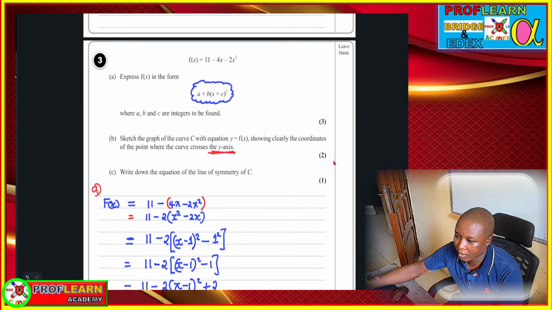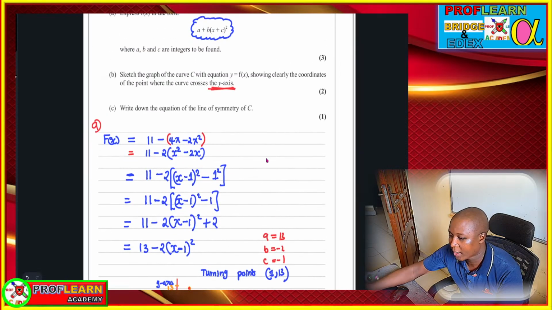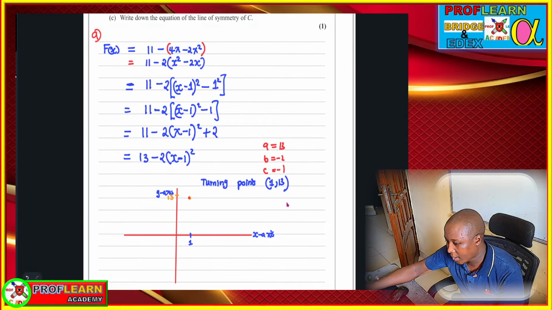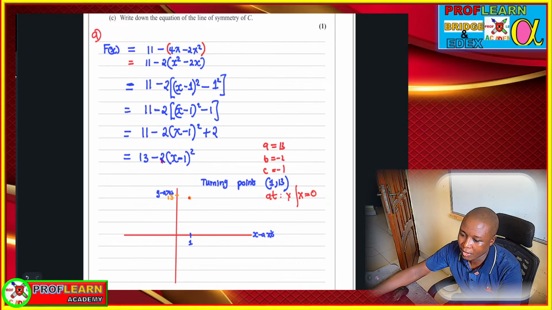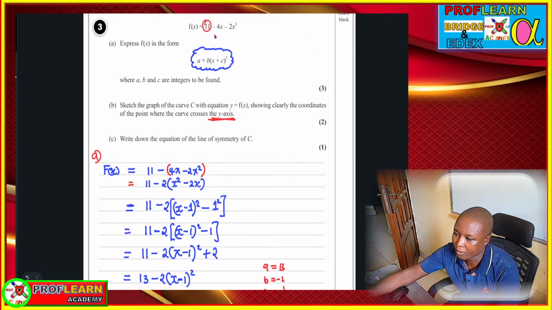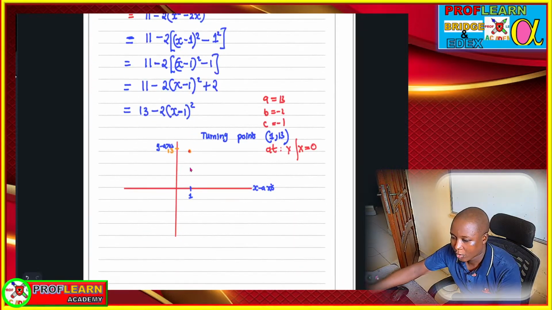So also the function that was given here, we were told that 11 here, this is actually the y-intercept of the original equation. And if you want to find the y-intercept, remember at y-intercept, x is equal to 0. So if we substitute x equals 0 into this equation, we shall have 13 minus 2, which is going to be 11, or you can even pick it from this point here. So we shall have also some 11 somewhere here.